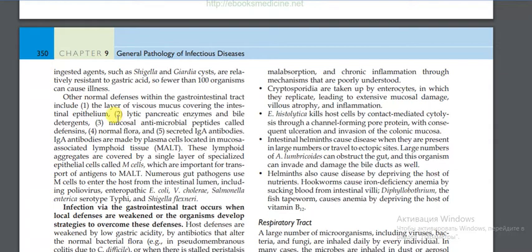Bacterial cells die. Then mucosal antimicrobial peptides called defensins. These mucosal antimicrobial peptides are released by epithelial cells, and they can also kill bacteria. Normal flora. I said it before. Yes, the normal flora is very important to keep our bacteria amounts and to keep the integrity of our digestive tract.